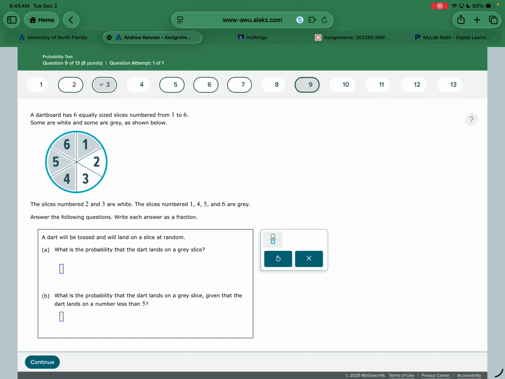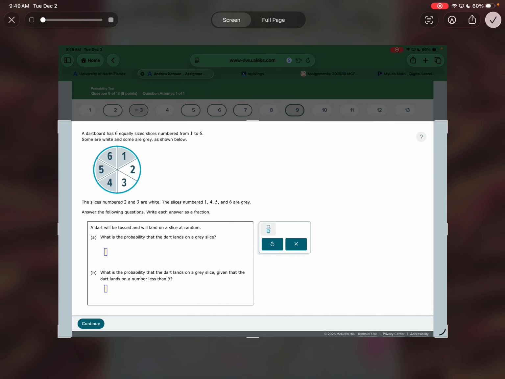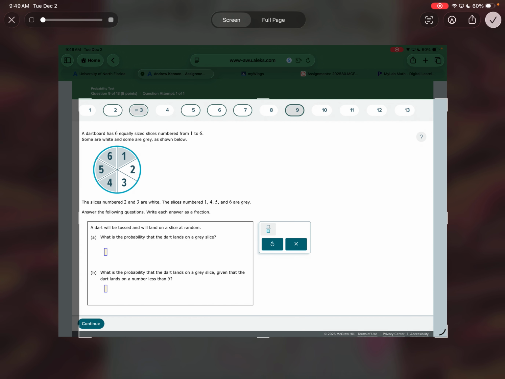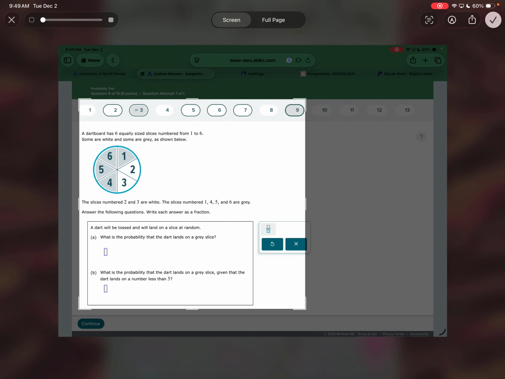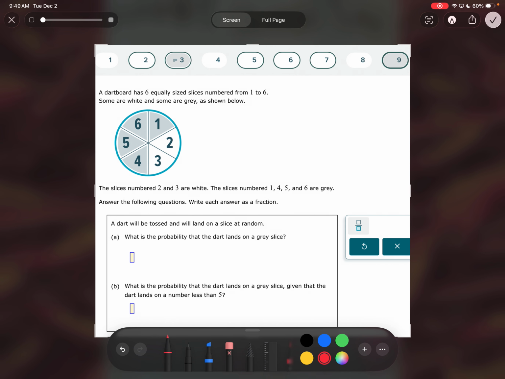I got a picture. Okay. This one is starting to get into conditional probability. There is a lot of conditional probability, two-way tables to end it. This one, you have a dart that lands on 1 through 6. 1, 4, 5, and 6 are gray. 2 and 3 are white. What's the probability that the dart lands on a gray slice? So you just count. There are 4 gray slices out of 6.